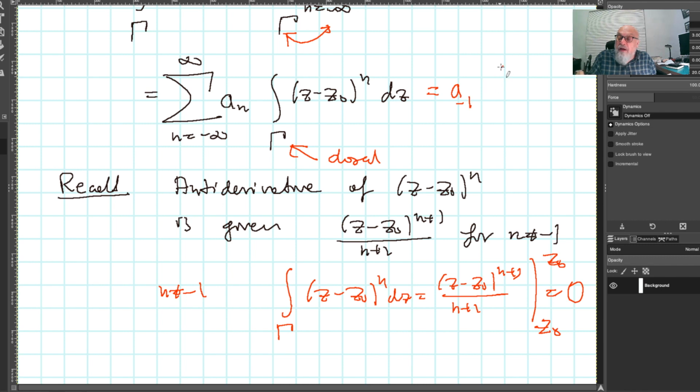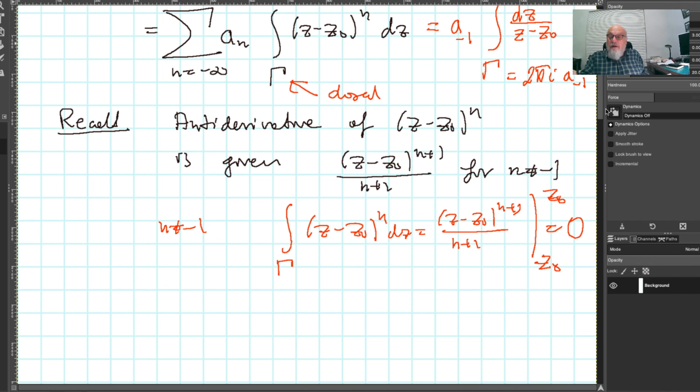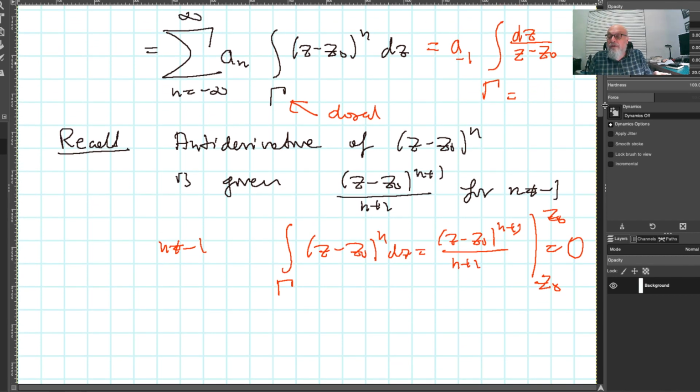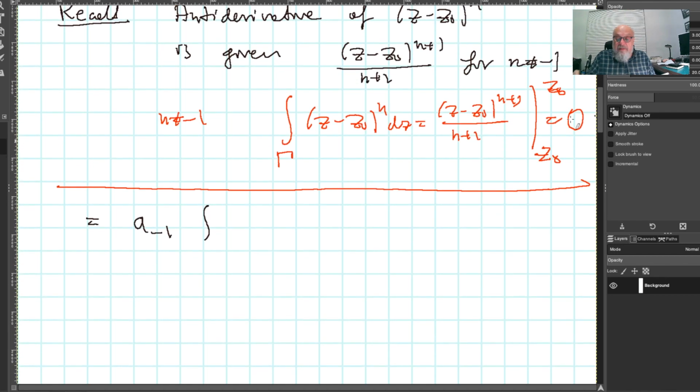So I can go back and write the answer. This is a_minus_1, and for minus 1 it will be the integral over gamma of dz divided by z minus z0. But that one we compute from the Cauchy integral formula. So we continue: this is equal to a_minus_1 times the integral over gamma of dz divided by z minus z0.